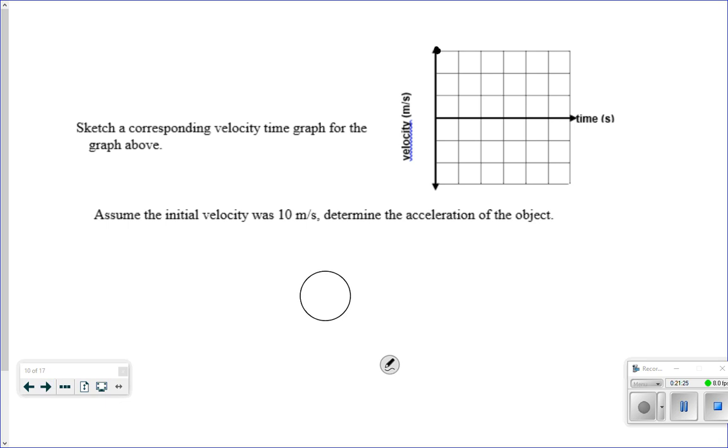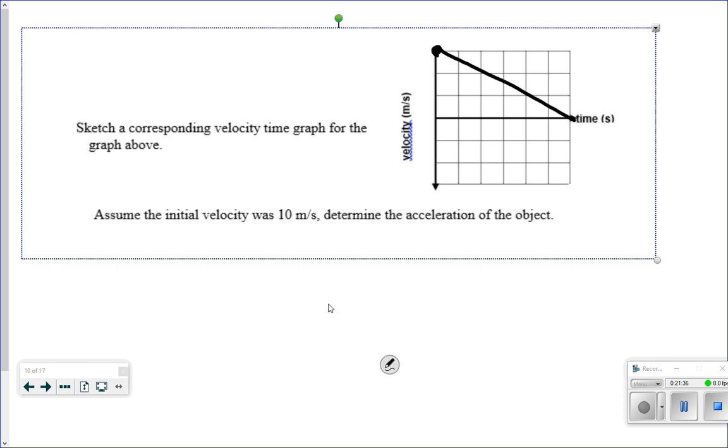Okay, so sketch a corresponding velocity time graph. So if we started off, and you'll have to go back and take a look just to double check, but we're slowing down. All right, we're moving in the positive direction. This is why this is a positive velocity. That's not supposed to say TV. That's supposed to say positive velocity. This is negative velocity. This is 0 velocity.